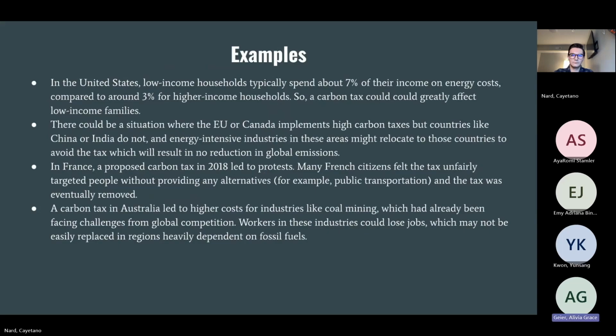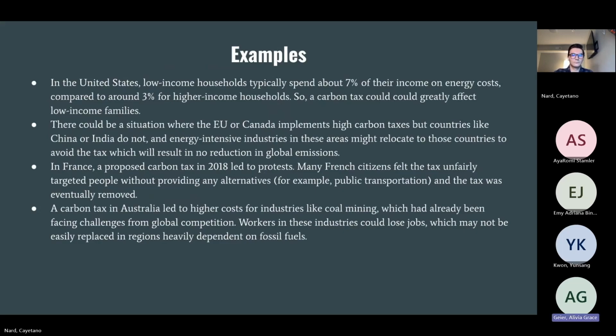Another example is there could be a situation where the EU or Canada implements high carbon taxes, but countries like China or India do not. And energy-intensive industries in these areas might relocate to those countries to avoid the tax, which will also result in no reduction in global emissions.